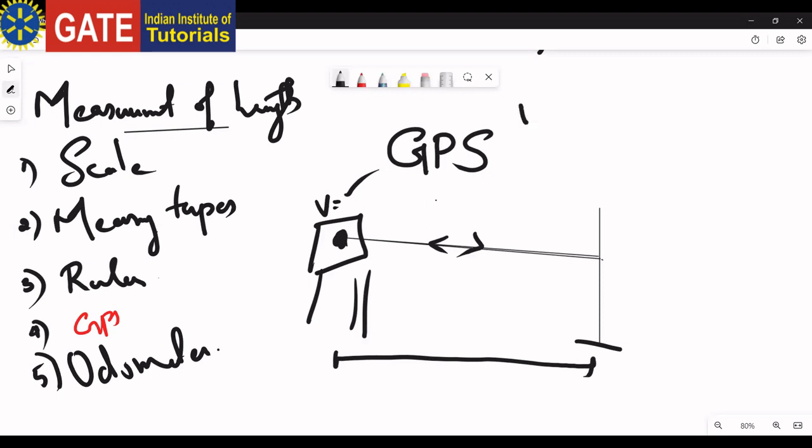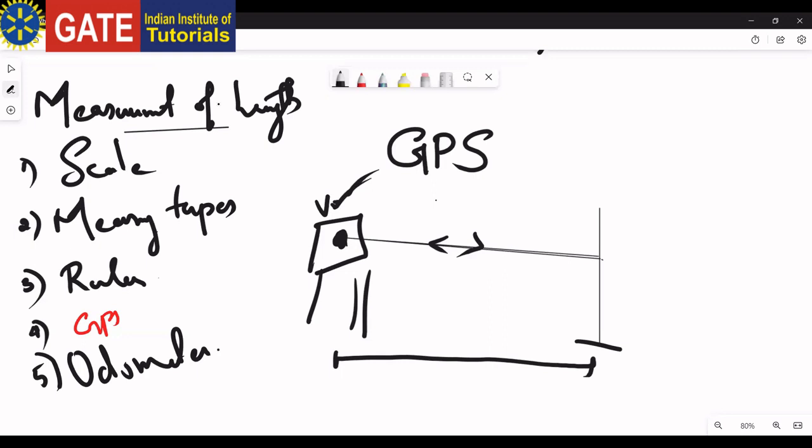Because we have the relation c = fλ, isn't it? If the frequency or wavelength value changes, the velocity will also change. If I go for X-rays or gamma rays, the velocity will be different. For laser, the velocity will be different. For UV or IR, the velocity will be different. So a particular light is sent from this device whose velocity is already known to the device.